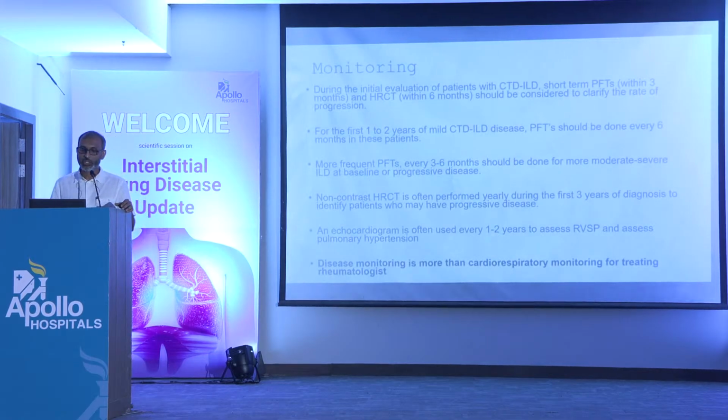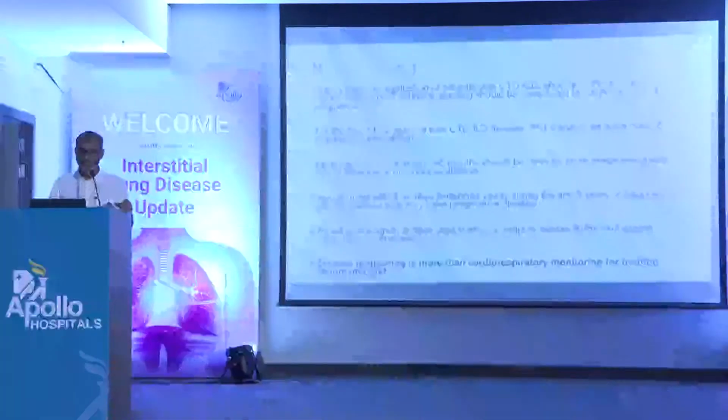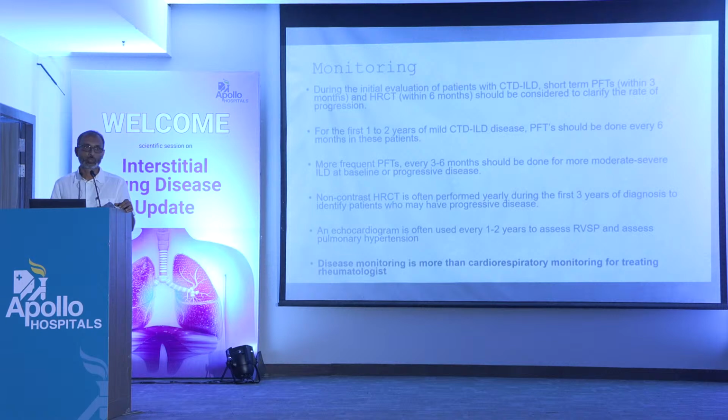Monitoring. During the initial evaluation of patients with CTD-ILD, short-term PFTs within 3 months and HRCT within 6 months should be considered to clarify the rate of progression. For the first 1 to 2 years, in mild CTD-ILD, PFTs should be done every 6 months. More frequent testing, every 3 to 6 months, is needed in moderate to severe disease. HRCT is often performed yearly during the first 3 years to identify patients who have progressive disease. An echocardiogram is often used every 1 to 2 years to assess pulmonary hypertension. Disease monitoring is more than cardiorespiratory monitoring for treating rheumatologists because disease activity can affect other organ systems also.